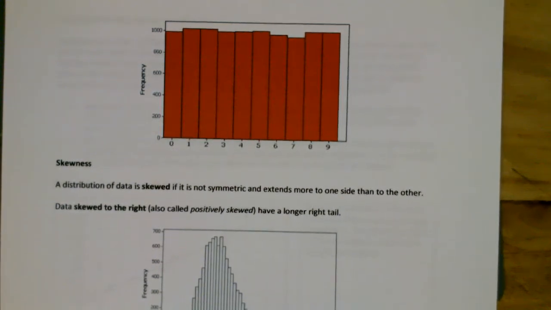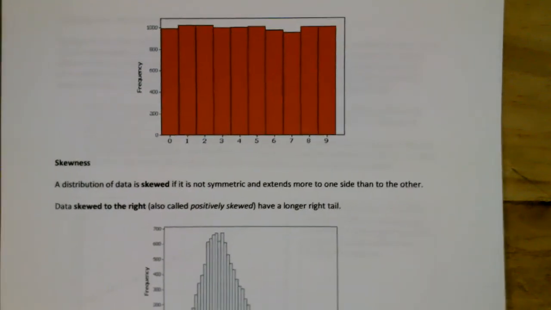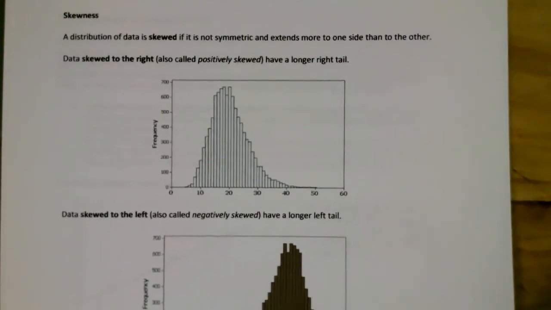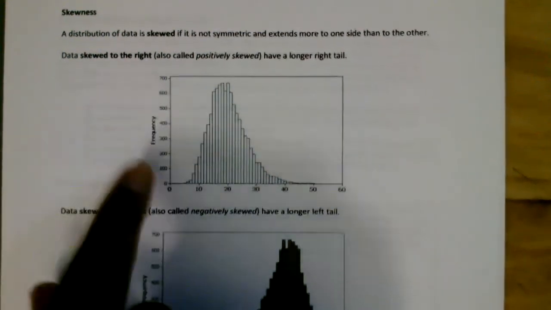All right, next we'll talk about skewness. Sometimes graphs are not always normal. They could have skewness in them. A distribution of data is skewed if it is not symmetric and extends more to one side than to the other. And we have a few graphs that are like that, like this one right here.